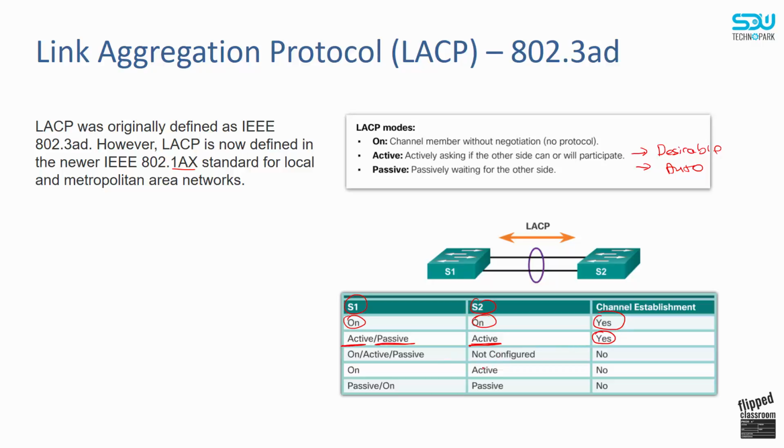The same as in the previous example with PAgP, LACP reacts absolutely the same. On, active, or passive with not configured, there is no channel. On and active, there is no channel. And passive with on or passive will not give you the EtherChannel.